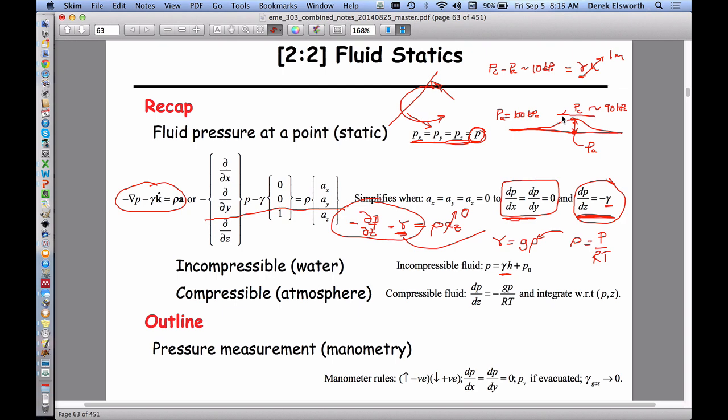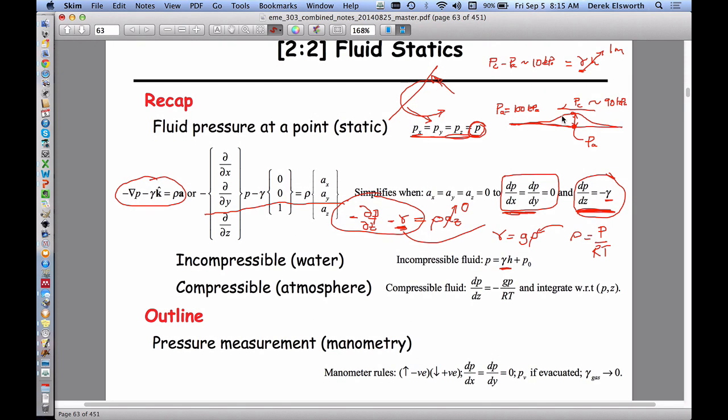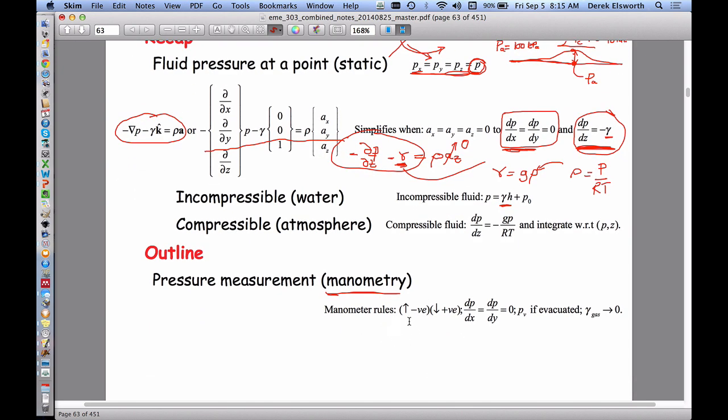So what we'll do today is we'll try and use what we've understood so far to be able to calculate how pressures vary within fluids. And specifically, we'll look at manometry. And we'll come out of this with a number of rules, which are written in shorthand here. And basically, there are 5 or so rules.